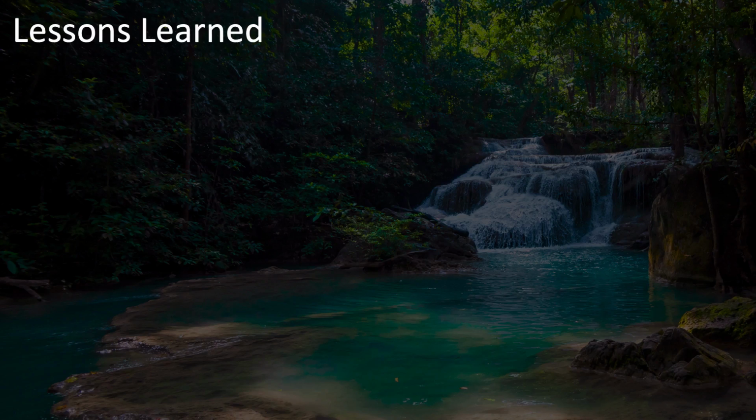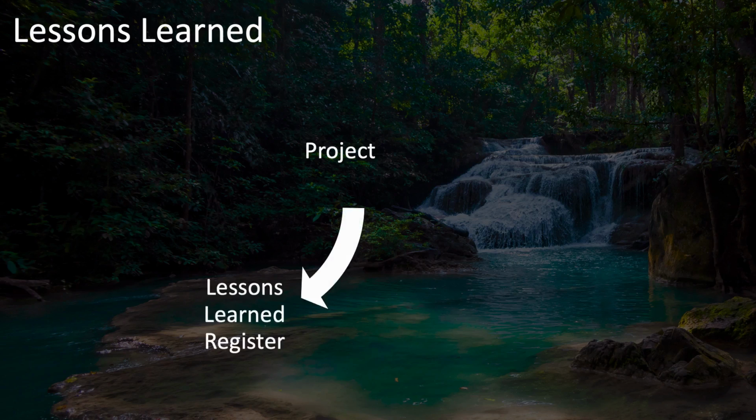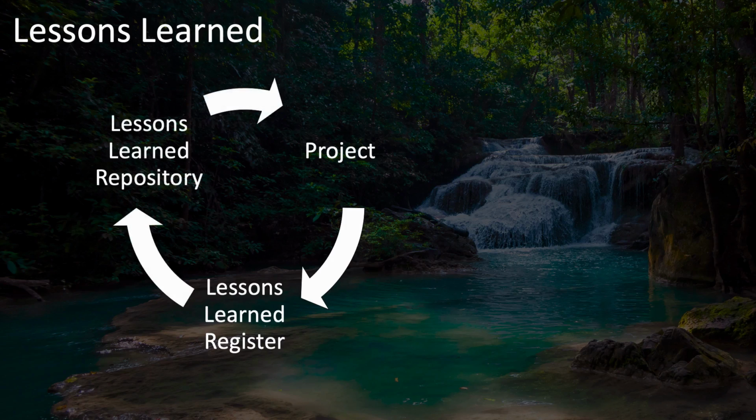Next, we have lessons learned. How do these flow through the project? To remember this, it's important to keep in mind that the register is the one that is project specific. Your lessons learned register is filled with lessons learned from your specific project. On the other hand, the lessons learned repository is an organizational process asset that is shared by other projects, especially later projects.